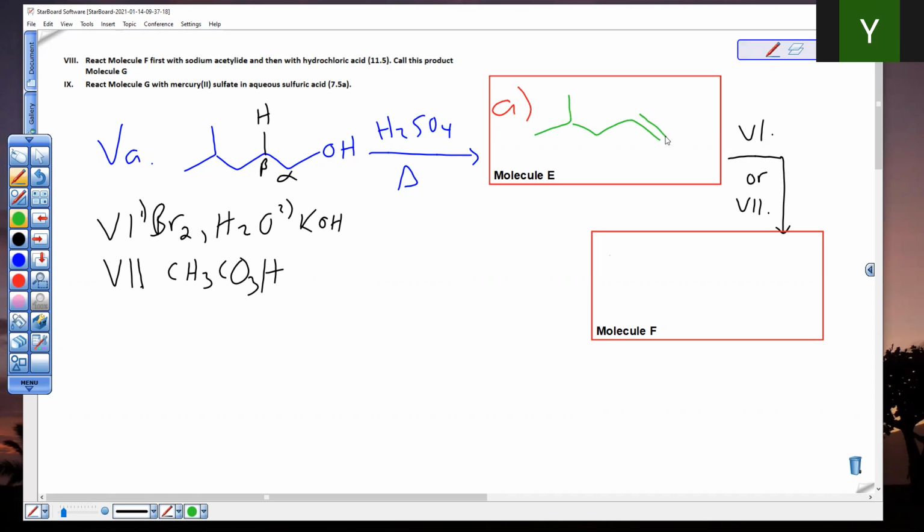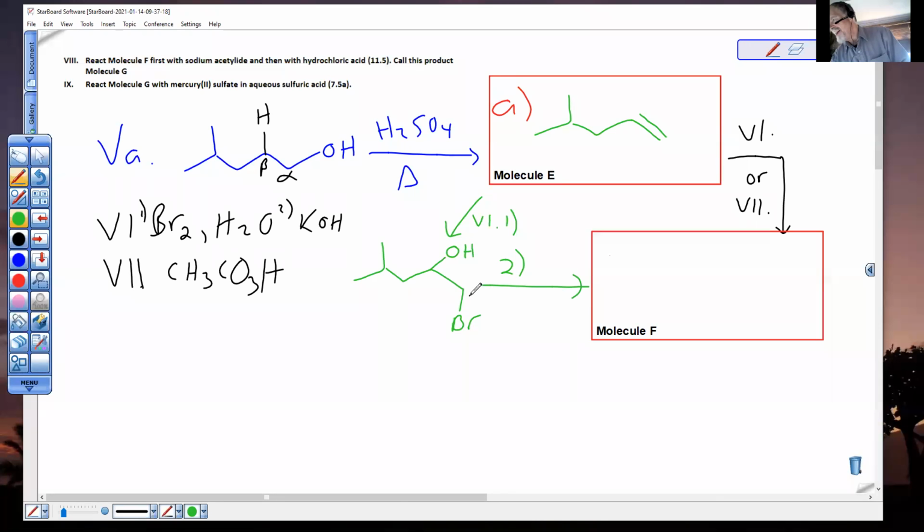And VI is bromination and water. So VI part 1 would give this: the Markovnikov addition of the less electronegative Br on the less substituted carbon and the more electronegative O on the more substituted carbon. And then part 2 gets us to an acid-base reaction, which takes this H off, generating an oxide anion, O-, which then attacks the backside of this carbon to make an epoxide.